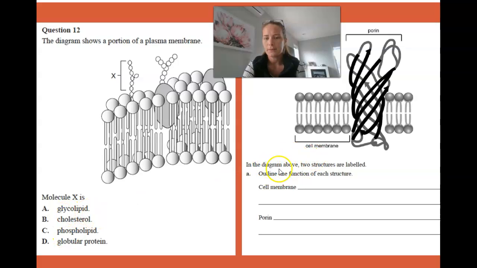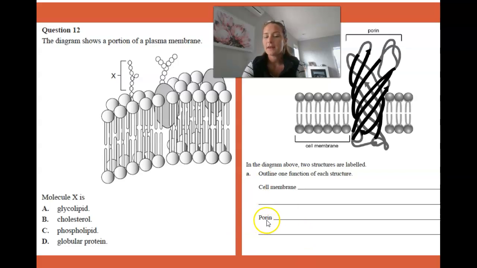And over here, in the diagram above, two structures are labelled: porin and the cell membrane. Outline one function of each structure. A key word with this is that you are being asked for a function. You're not being asked to describe the structure. You are being asked to outline a function. So what is one acceptable function of the cell membrane? To contain the contents of the cell, to control the movement of molecules into and out of the cell. That's a good go-to one, that second one.